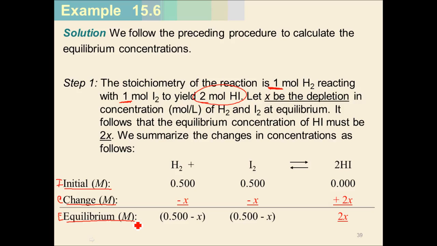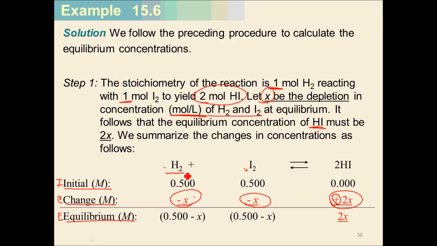So again, what the previous slide said is x is the depletion in concentration, the molarity, of H2 and I2, meaning you start your reaction and you're going to deplete the amount of H2 and I2, and it is equal because it was a 1-to-1 mole ratio, by the same amount. It follows then that the equilibrium concentration of HI must be 2x, and notice we put the plus sign, plus 2x. So we summarize this again.